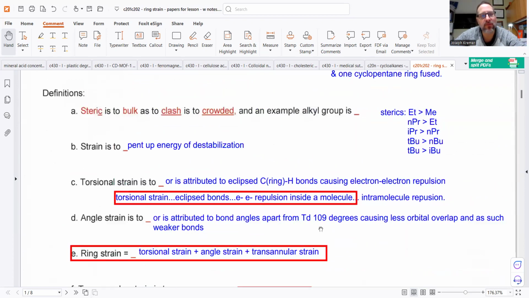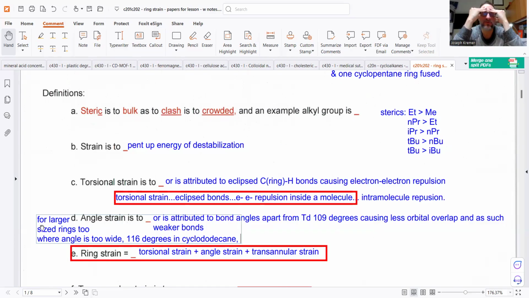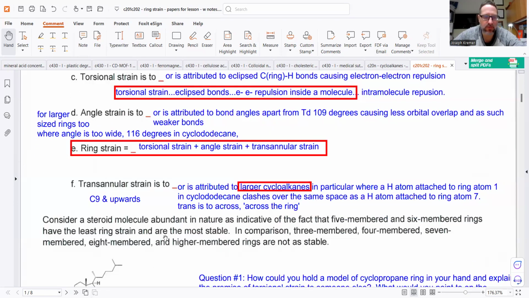So we see angle strain. It does exist, as I said in passing, for larger sized rings too, where the angle is too wide, 116 degrees in cyclododecane, for instance. But the more troublesome aspect of angle strain is the smaller rings, cyclopropane, cyclobutane. So I believe I did a good enough job, with the limitations of an electronic lesson, to explain these strains.